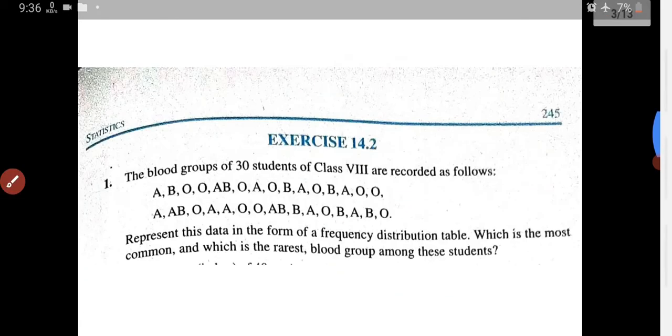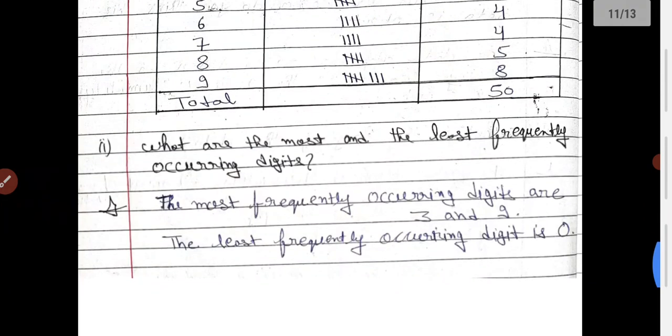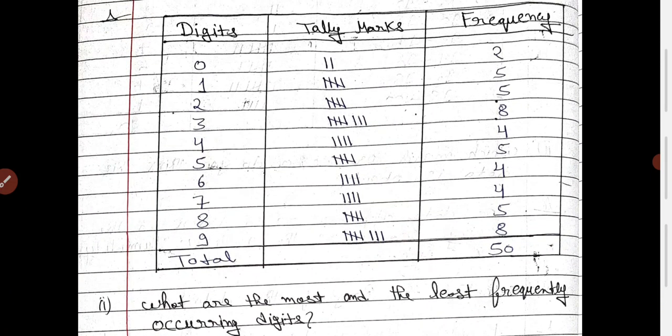So question 9 also you have to do in homework. If you have any doubt in these questions of frequency distribution tables, or any doubt in making a frequency distribution table, you can ask me now.